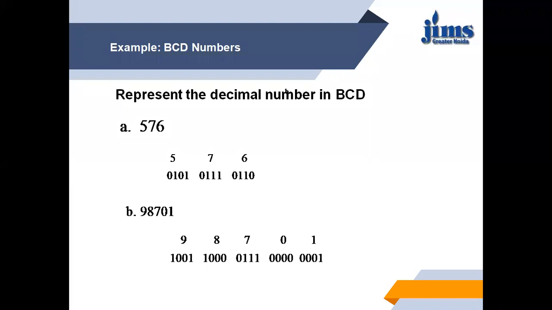The 98701 will be equal to, without any space, you just have to write without any space: 1001 1000 0111 0000 0001, and when we combine this in a sequence, a string, it will be converted into BCD code. So given any decimal number, you can directly convert it into a BCD code.